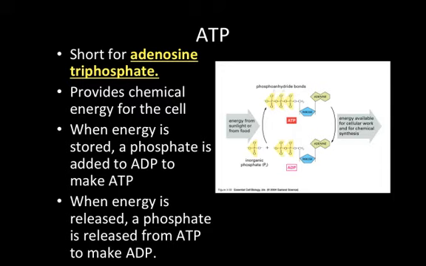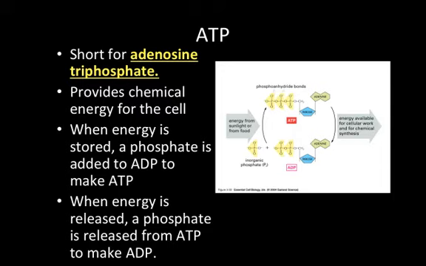So the first thing I want to talk to you about is something called ATP, short for adenosine triphosphate, and that provides the chemical energy for the cell. So any energy that is obtained is converted into ATP, and then when we utilize that energy, we take the ATP and break it down into ADP.